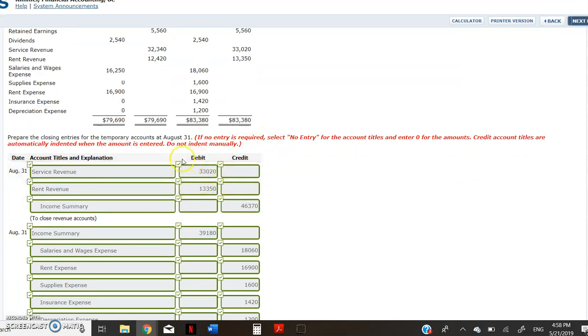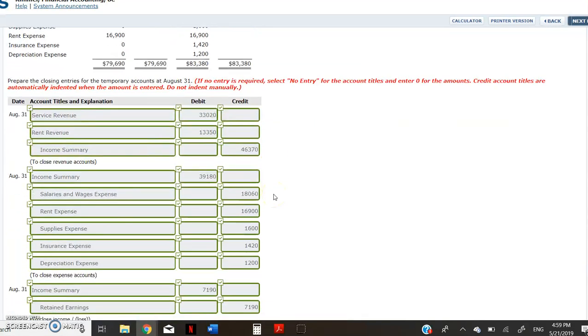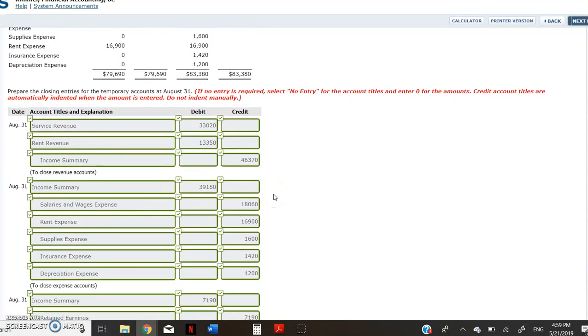Then you add those two together to get your income summary, which is going to be credited to balance out those two, because when we're closing the different accounts, it's going towards the income summary, which is then going to go to the retained earnings. So the service revenue of 33,020 plus the rent revenue of 13,350 gives us a total credit to the income summary of 46,370. And that's that for the revenue accounts.